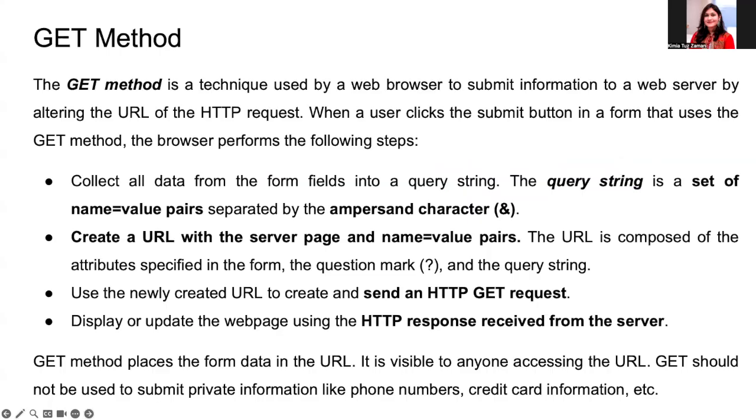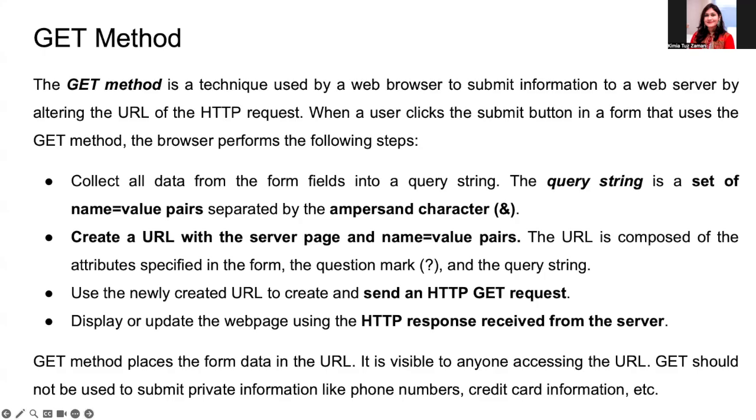So, when a browser sends data to a server, there are different ways it can do it. One common way is called the get method. With the get method, when the user clicks the submit button, the browser collects all the form data and turns it into a query string. That's just a set of name equal to value pairs, with each pair separated by an ampersand, and the browser then attaches this query string to the end of the URL right after a question mark.